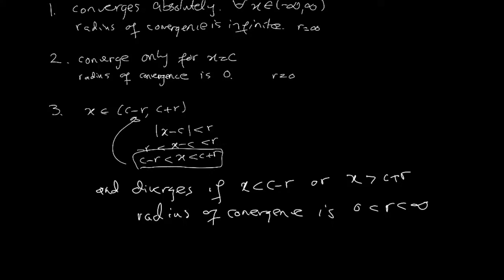Either the series converges absolutely for all x, which means you have an infinite radius of convergence, as here. Second, it converges only for x equals c, and the radius of convergence is 0. It's a point convergence, and the radius is 0. Here, the radius is infinity. The third possibility is it converges for a certain range of values, which means you have a finite radius of convergence. And if you have that situation, then x belongs to (c minus r, c plus r). Here I've just shown where that comes from. If that happens, then you have a finite radius of convergence.